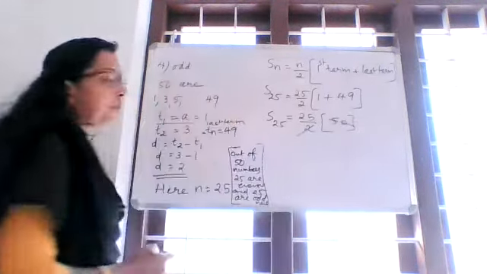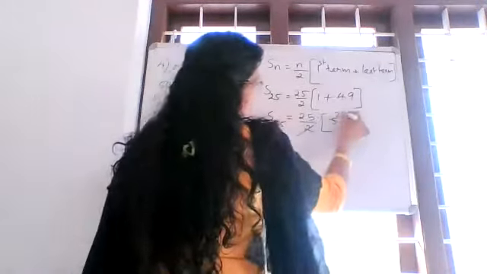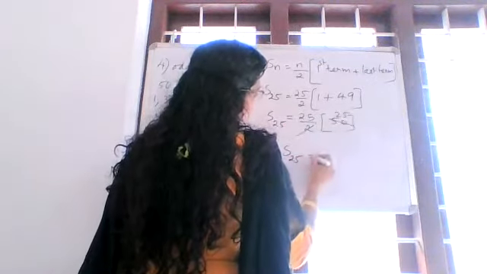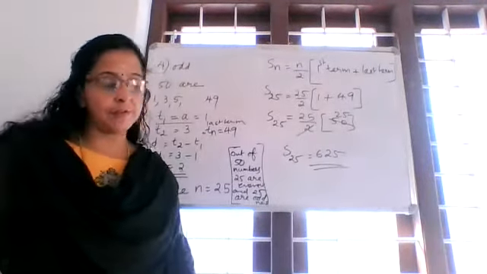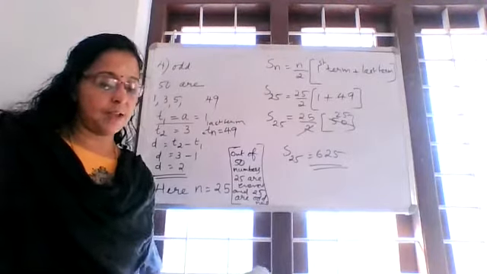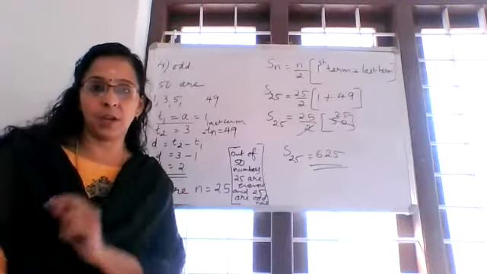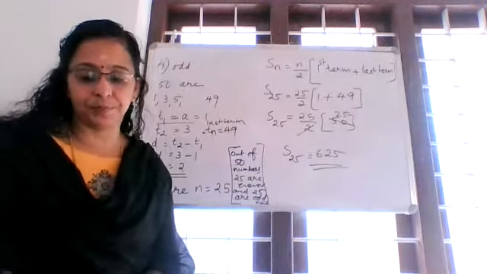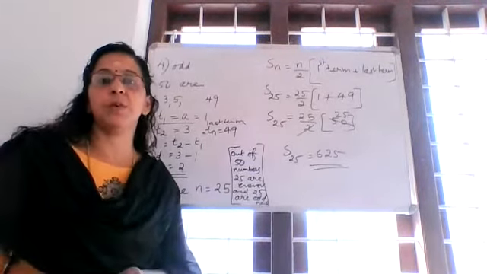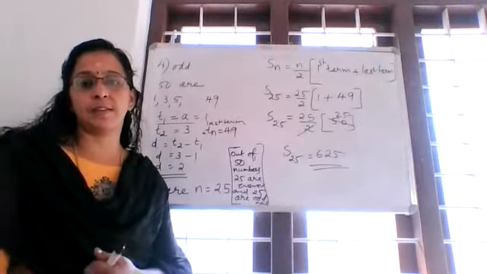Yeah? 25 balance. So 25 into 25 is what? It's 625. So the sum of odd natural numbers less than 50, when we add all the odd numbers from 1 to 49, the answer we get is 625. Same way we can do which one? Even numbers also. Same thing, no? 2, 4, 6, etc.